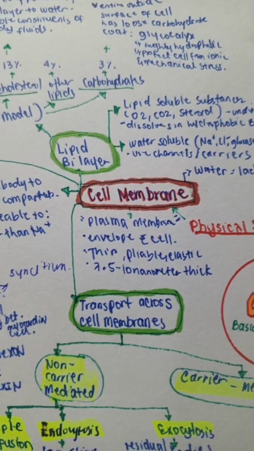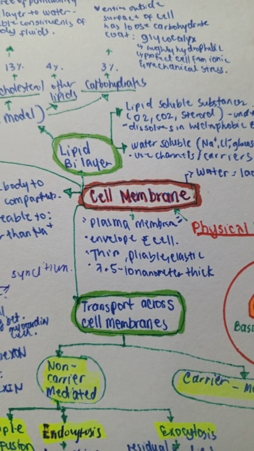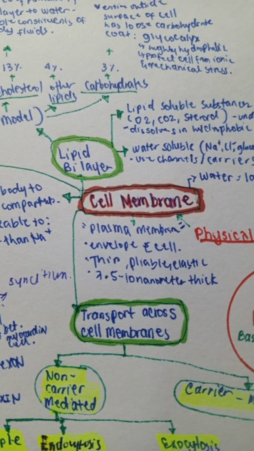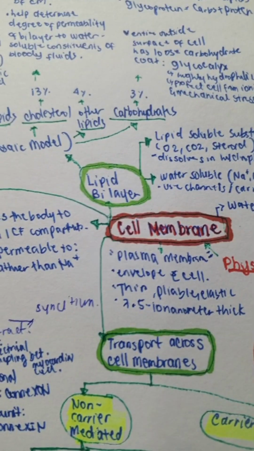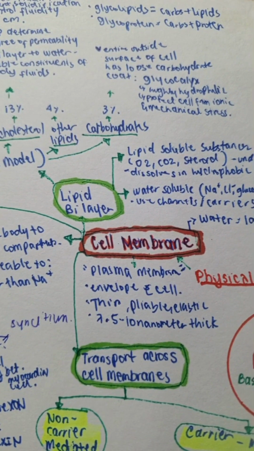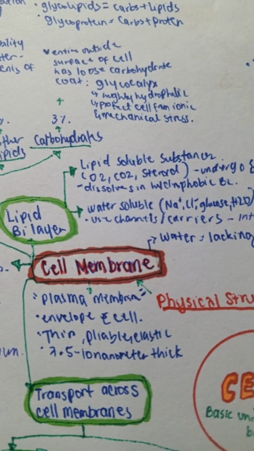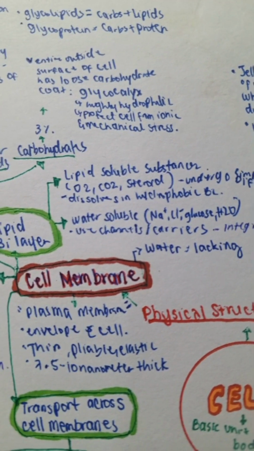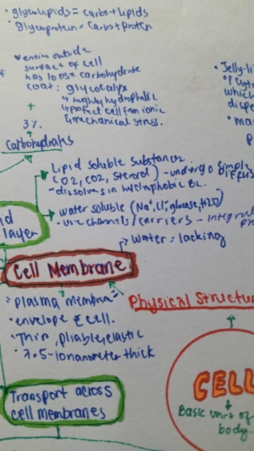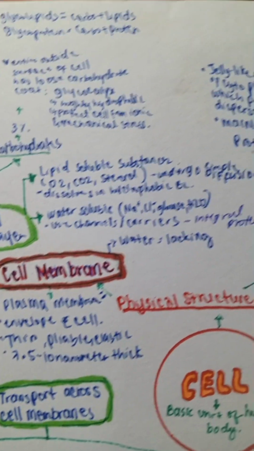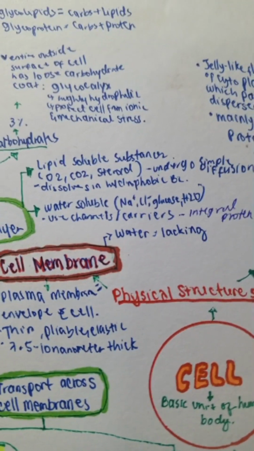It is a thin, pliable, and elastic membrane which has 7.5 nanometer thickness. And it is composed of a lipid bilayer. Lipid soluble substances can pass through, such as oxygen, carbon dioxide, and steroids, which dissolve in the hydrophobic bilayer, and it undergoes simple diffusion.